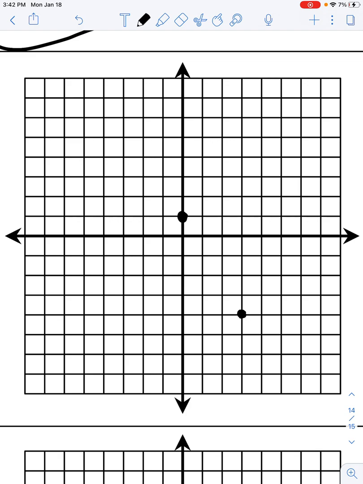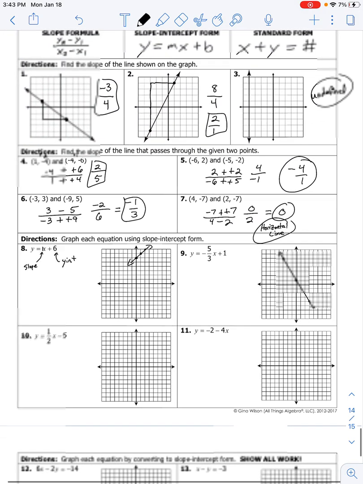So we're going to go back up to the y-intercept at plus 1. And we're going to go up 5 and left 3, which we can get one on there. All right. So now what we're going to do is draw our line. We've got 3 dots, like so.